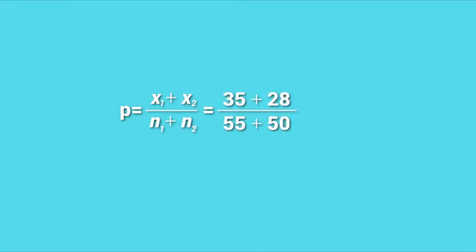So for the p, we have to use the formula x sub 1 plus x sub 2 over n sub 1 plus n sub 2. So 35 plus 28 over 50 plus 50 is equal to 0.6. And for the q, we have to use the formula 1 minus p. So 1 minus 0.6 is equal to 0.4.